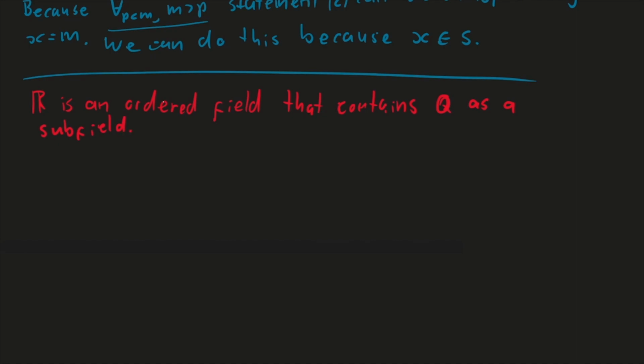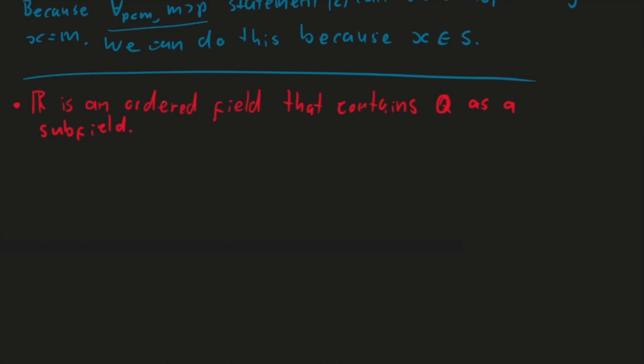And all a subfield essentially is a subset where the algebraic structure of a field still holds true. So the addition and multiplication that we've defined for the real numbers should also work on the rational numbers, with the rational numbers being a subset. So that's kind of what's meant by an ordered field.